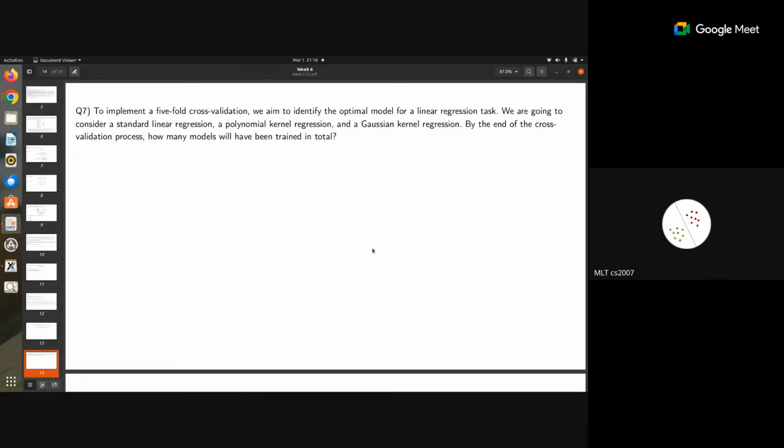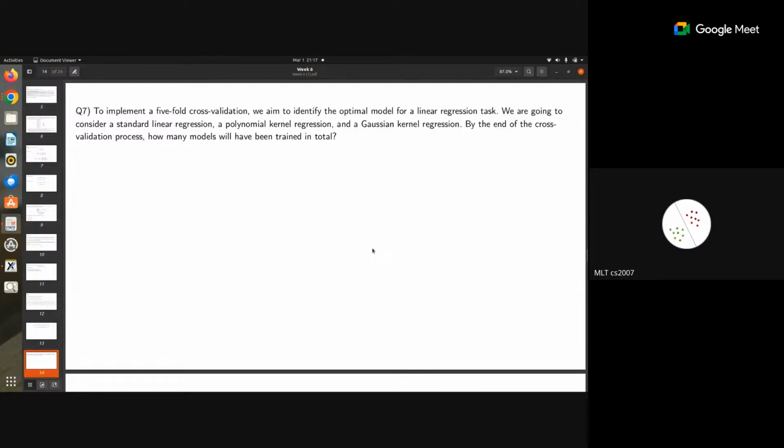What is the question? Do you understand the question? You wanted to implement five-fold cross validation. So all of you can just write down the answer. Five models trained. Four standard linear regression, polynomial, and Gaussian. By the end of the validation process, how many models will have been trained in total?